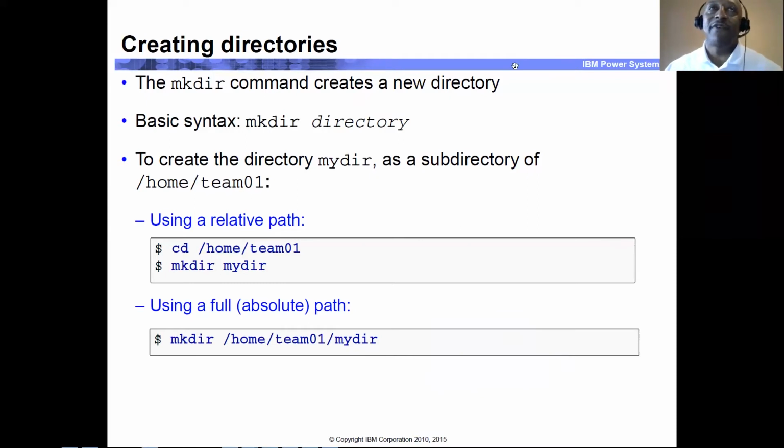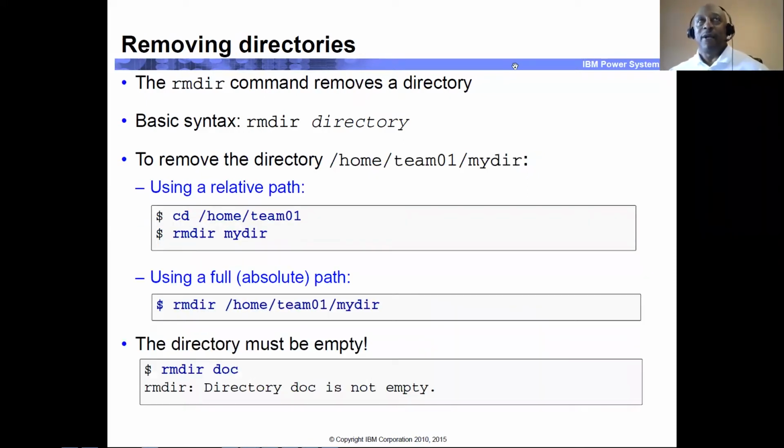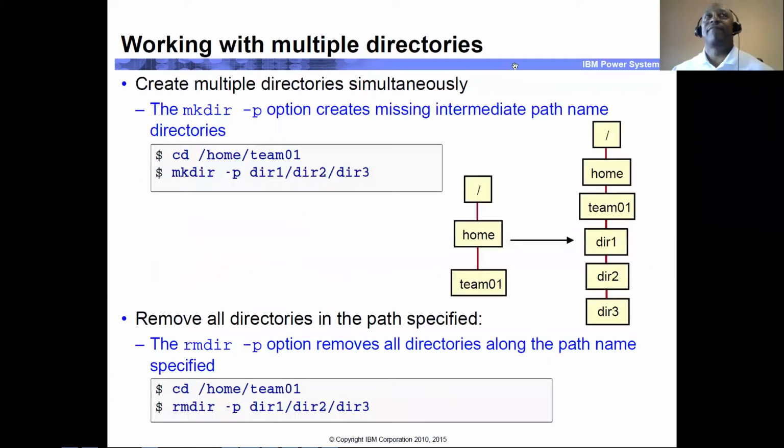All right, let's clear all my drawings here. Save that. So far, so good this afternoon. Okay. Removing directories. Creating directories. So now we look at working with multiple directories. You can create multiple directories simultaneously. One way to do that is with the -p option. Create missing intermediate path directories.